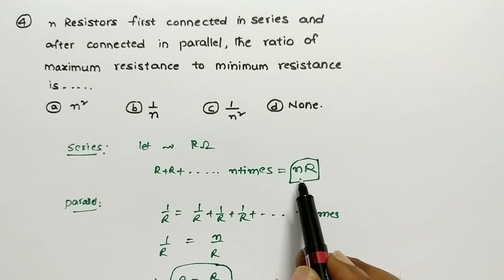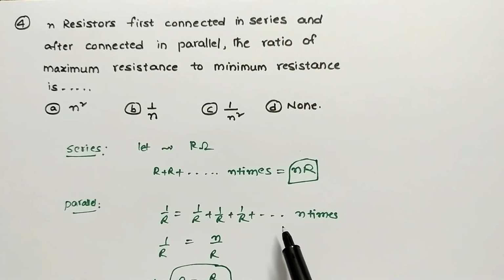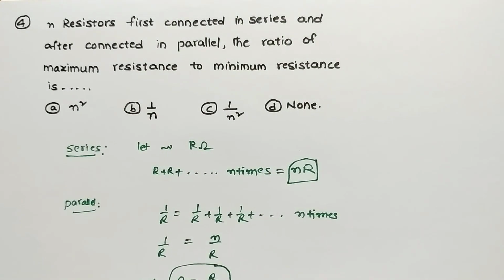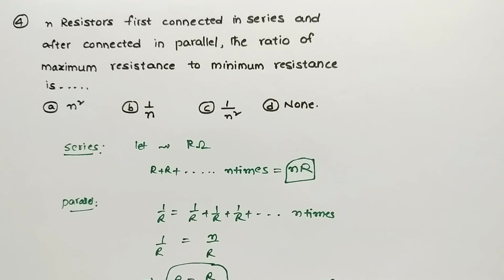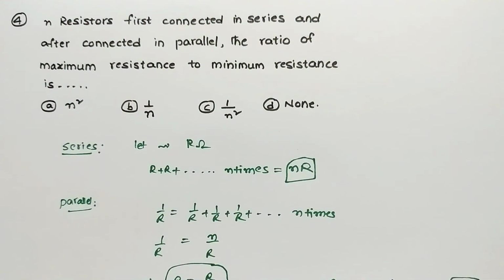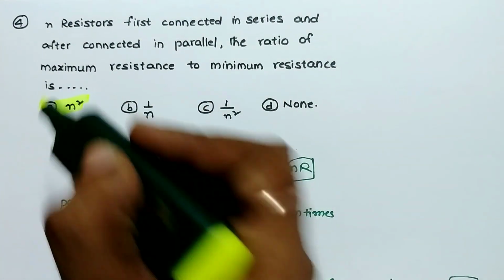We know that series connection has the maximum value. So we have to find the ratio of maximum resistance to minimum resistance. That means the ratio is NR divided by R by N, which is equal to NR into N by R. R cancels, and it is equal to N into N, which is N square. This is the ratio. N square is the answer.